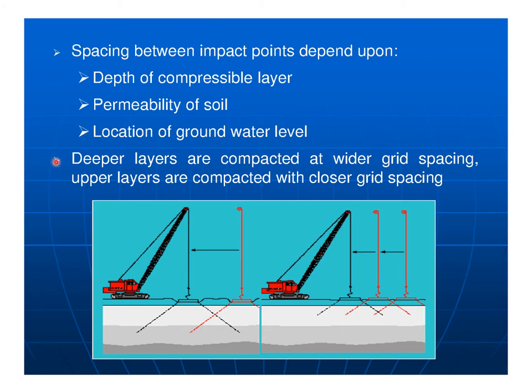Now this point is interesting. Deeper layers are compacted at wider grid spacing. Upper layers are compacted with closer grid spacing. So basically, when you want to compact the deeper layer, obviously heavy weights will be used. But as far as the grid spacing is concerned, that is relatively large. On the other hand, when the top layer is to be compacted, relatively small weights will be used, and in that case we will have the closer grid spacing.